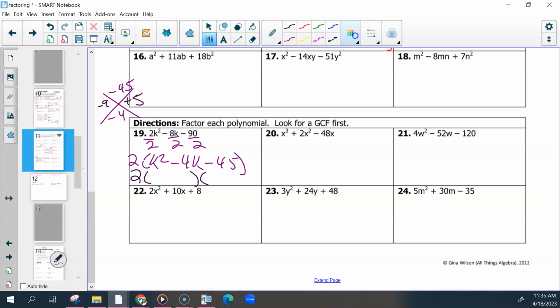So then we would leave the 2 out in front. Write your two factors next to it: K minus 9 and K plus 5. If you want to write it with double parentheses, like here, you could do that. You don't have to do that. Questions on how we factored out that GCF and did the basic trinomials where A equals 1?